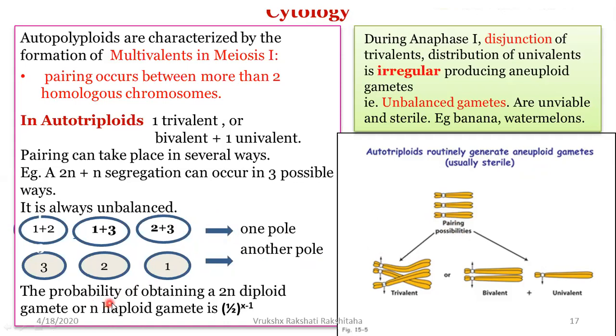So the probability of obtaining a diploid gamete or a haploid gamete is given by the formula (1/2) raised to x minus 1.